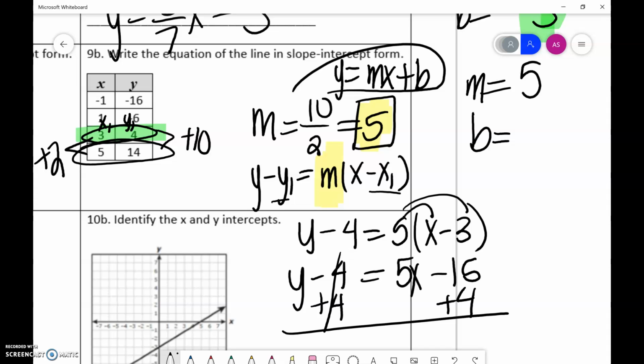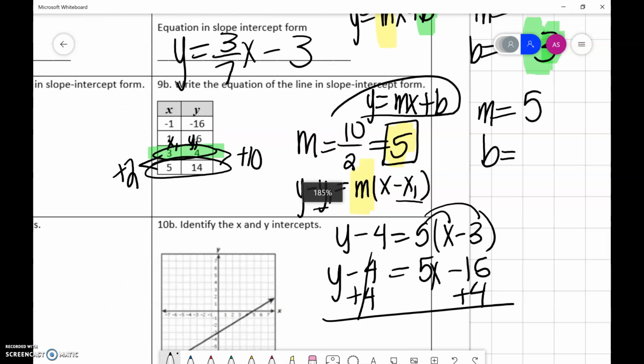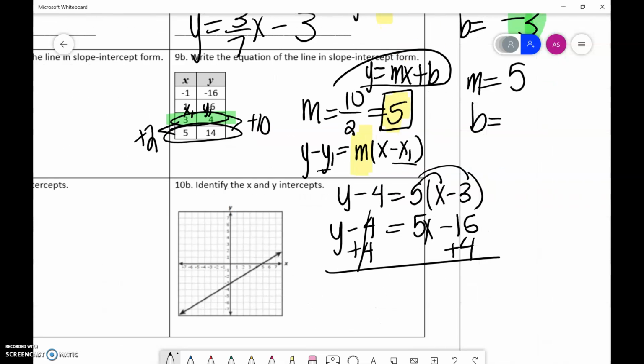And forgive me for writing so big. You may have to write a little bit smaller than me. I kind of write all over the place, so don't judge me. All right, so I have y equals 5x minus 9. And now my equation is in slope-intercept form. And yeah, we're good to go.